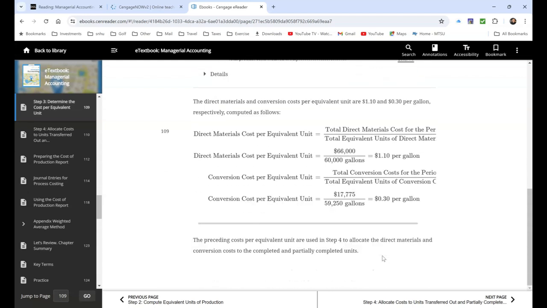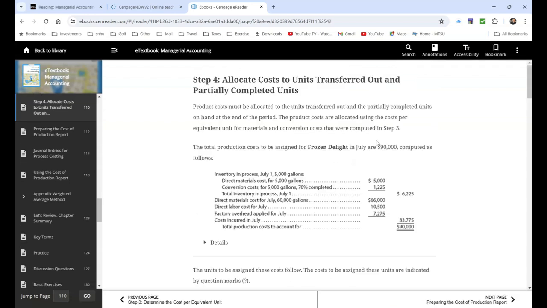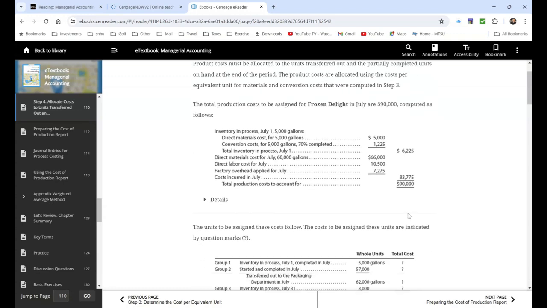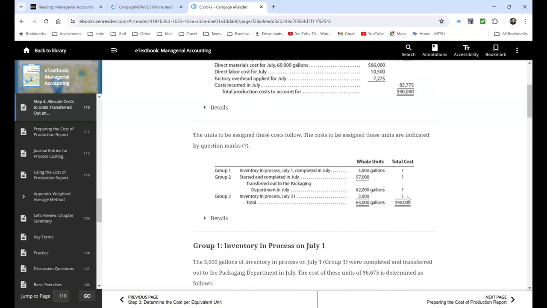And so we are going to end up with total production cost of 90,000. We started with 62.25. We added the direct material cost. We added direct labor cost. We added the factory overhead, which we allocated based on the equivalent units. Okay.